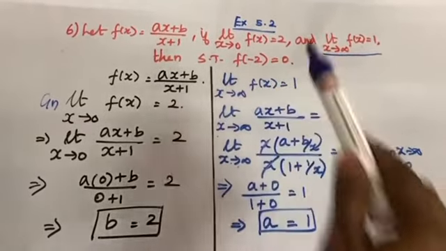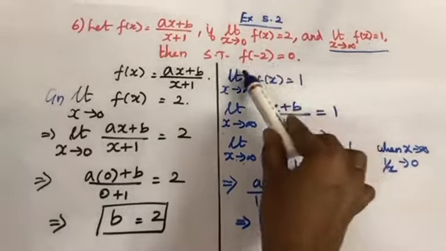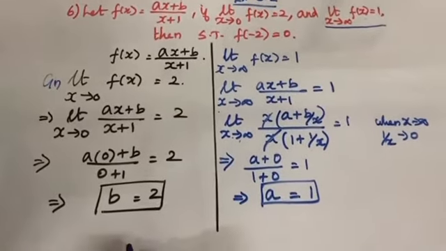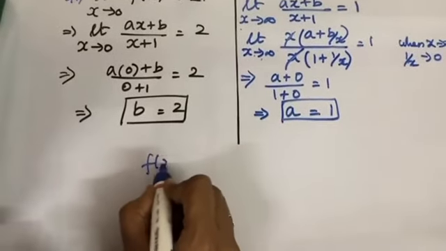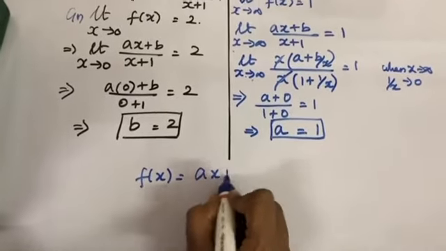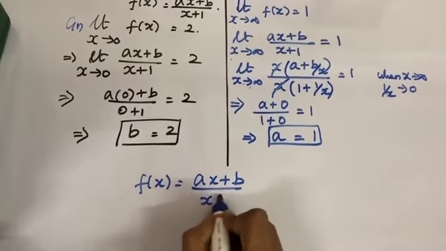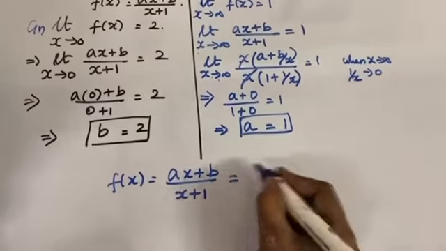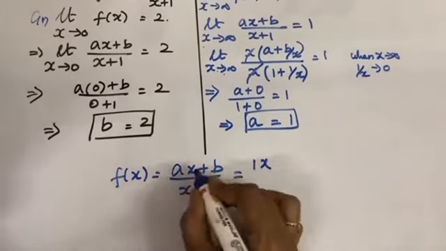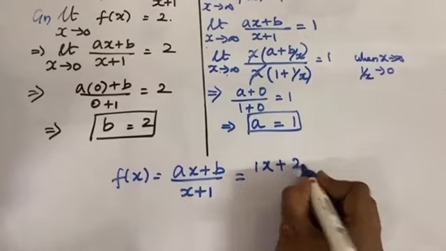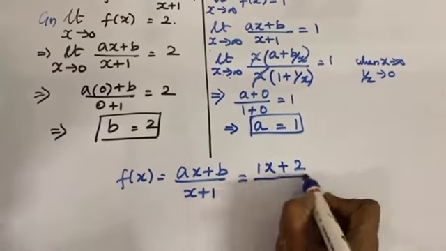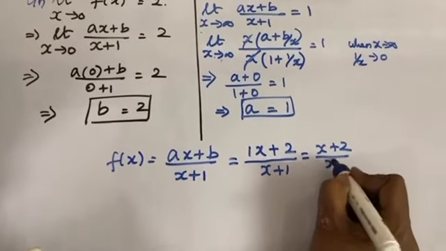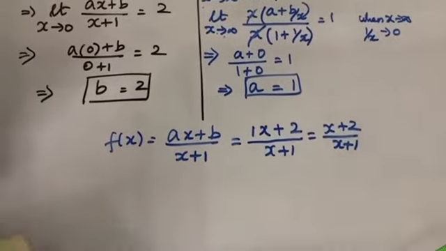But we have to show that f of minus 2 is equal to 0. So what is our f of x? f of x is equal to ax plus b divided by x plus 1. Now we have the values for a and b. So 1x, that is x, plus 2, b is 2, divided by x plus 1. That is x plus 2 by x plus 1. That is our f of x.